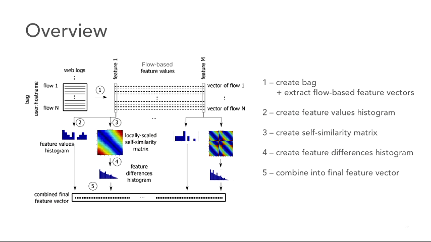So this is the overview of the process of getting the representation. At first we have the flows. We will group them into the bags, extract the flow-based feature values. For each feature, we get all the values and compute the histogram, compute the feature differences, again histogram, and all of this is concatenated into the one large feature vector.